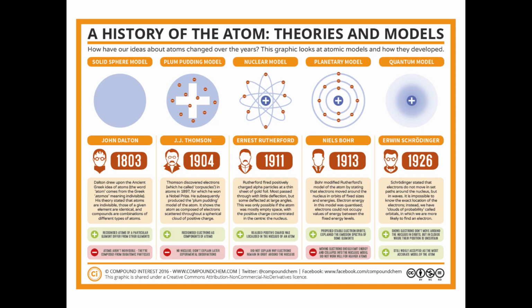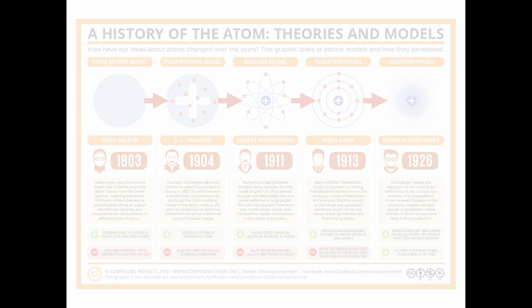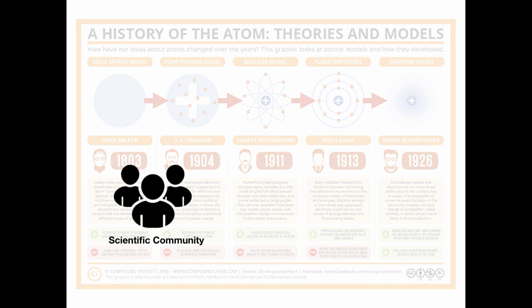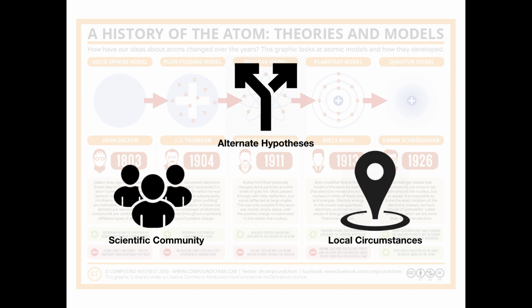The history of science, and particularly atomic science, is often visualized as a linear progression from one model to the next. These visualizations may misrepresent science as a sequence of monotonic improvements by individual scientists while masking the role of other factors such as scientific community, alternate hypotheses, and local circumstances in scientific inquiry.